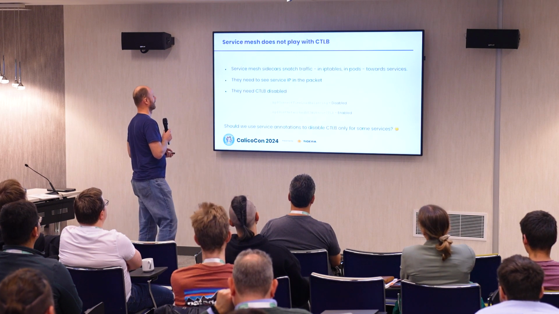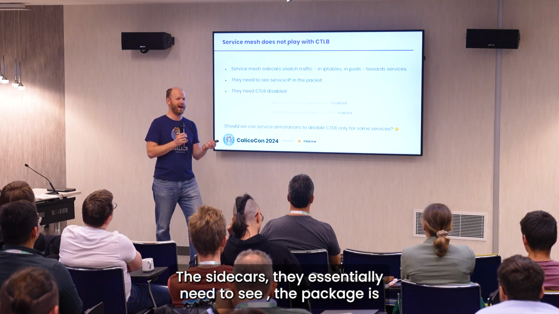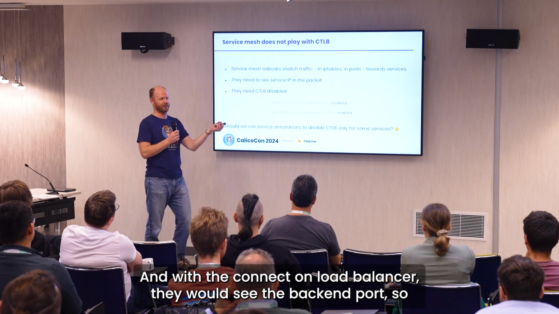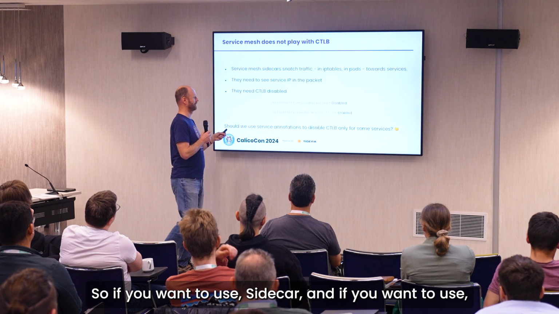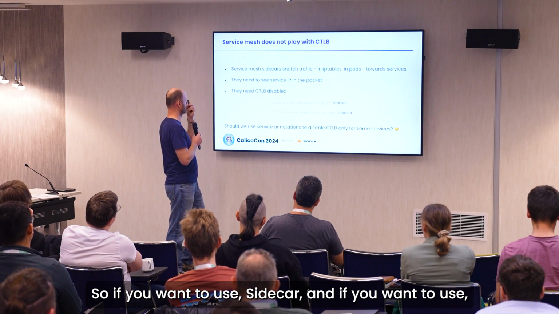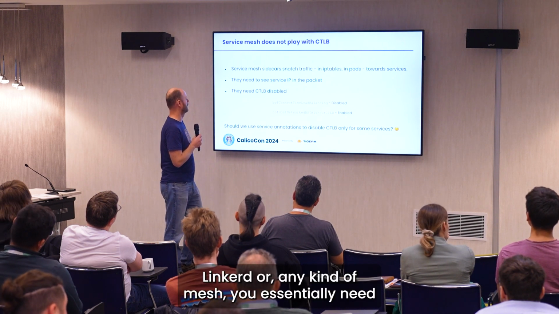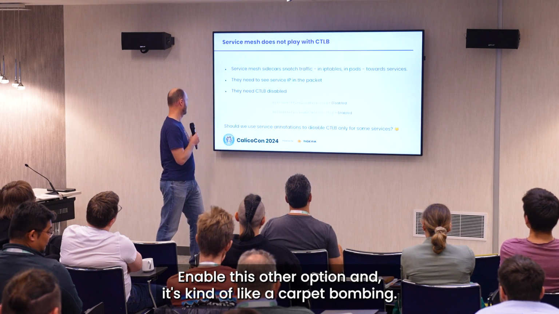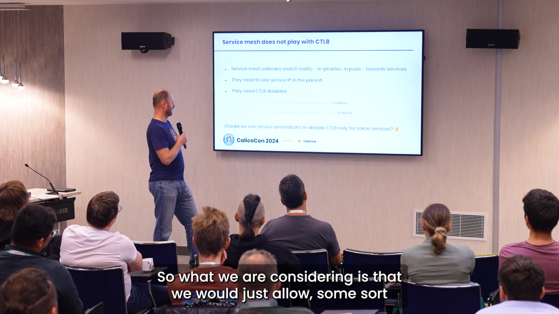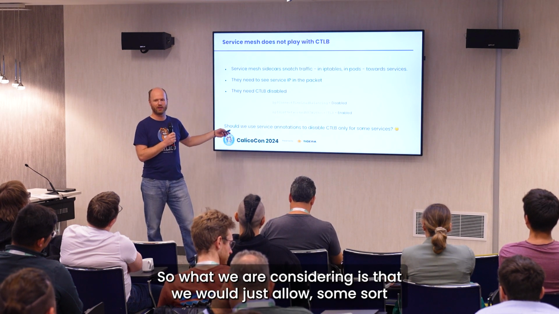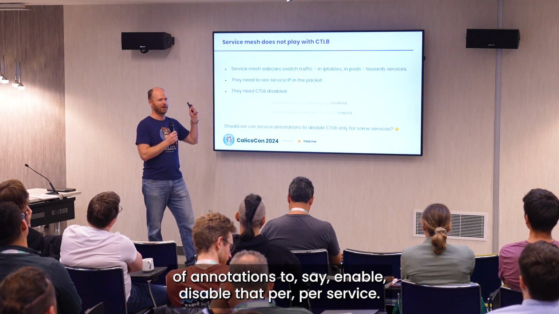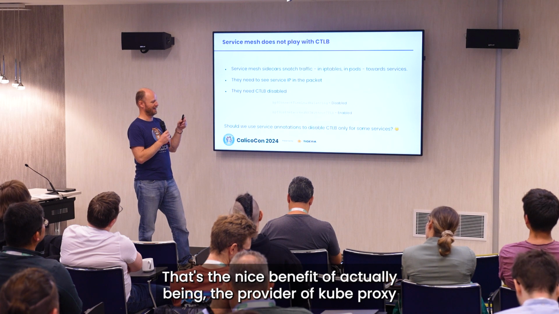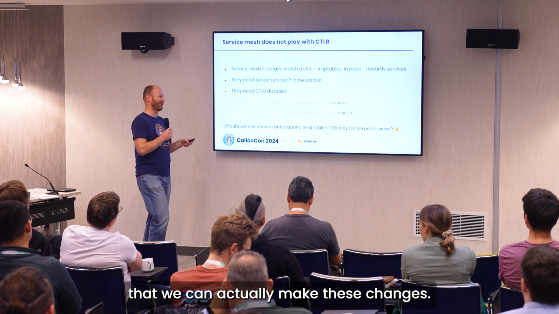With the service mesh, the sidecars essentially need to see the packets with the service IP on the wire, inside the pod, inside the iptables. And with the connect time load balancer, they would see the backend pod, so they would not intercept that traffic. So if you want to use a sidecar, and if you want to use Linkerd or any kind of mesh, you essentially need to disable load balancing fully, and enable this other option. It's kind of like carpet bombing. So what we are considering is that we would allow some sort of annotation to enable or disable that per service. That's the nice benefit of actually being the provider of kube-proxy, that we can make these changes.